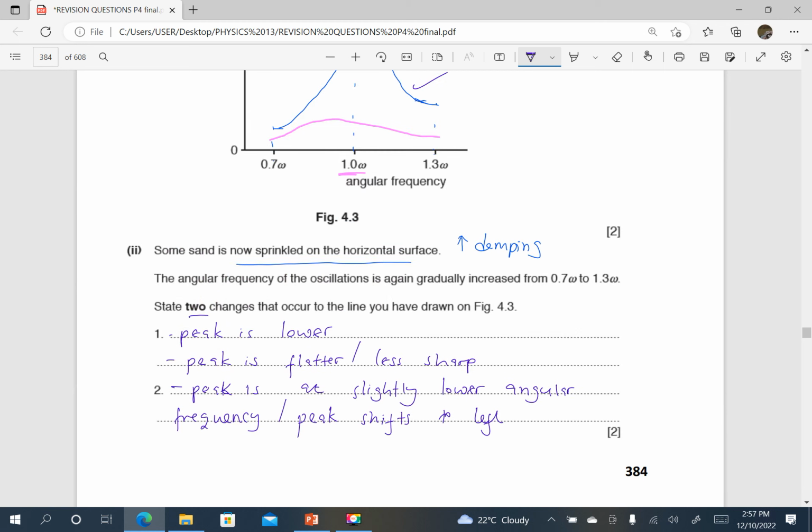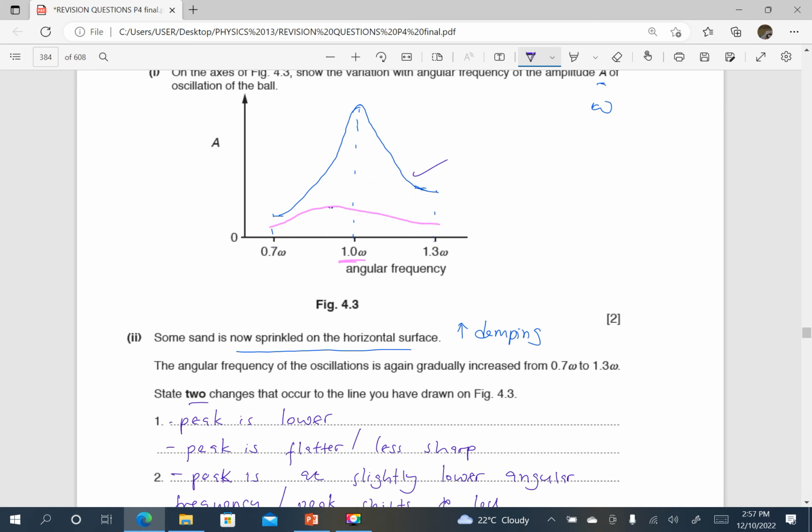You can even see on the second line we have drawn, the peak, first of all, is to the left of omega. It is at a lower angular frequency. The peak is around here for the second line. And you see the amplitude is lower, so the peak is lower. You see the peak is even flatter compared to the first one, which is relatively sharper.